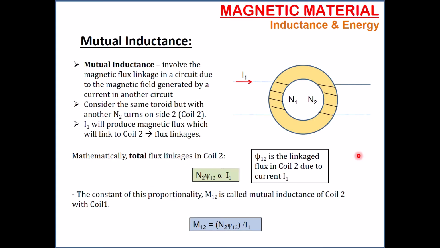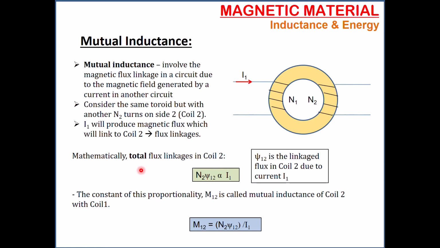Right, finally we go to mutual inductance. Mutual inductance involves the magnetic flux linkage in a circuit due to the magnetic field generated by a current in another circuit. Let's consider the same toroid but with another N2 turns on side 2. So we have another circuit at side 2. This is coil 2. I1 will produce magnetic flux which will link to coil 2. So when we supply the current at the first circuit, it will generate the flux and link to the second circuit. It will pass through.